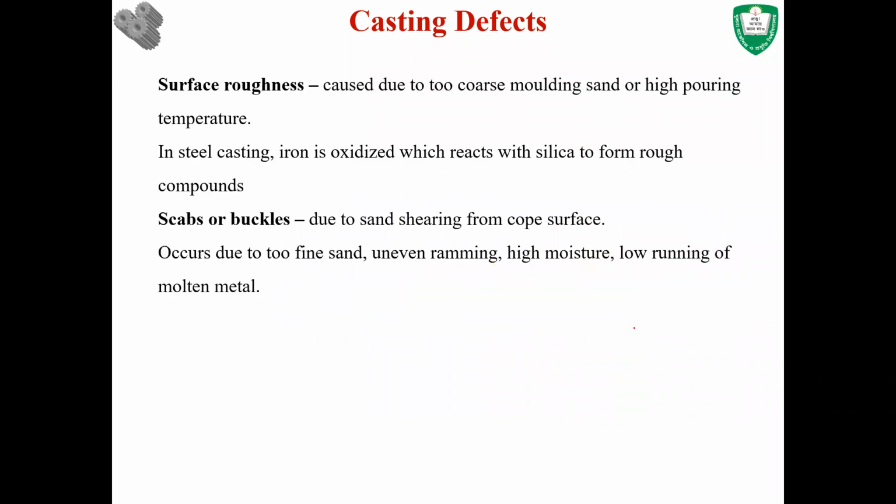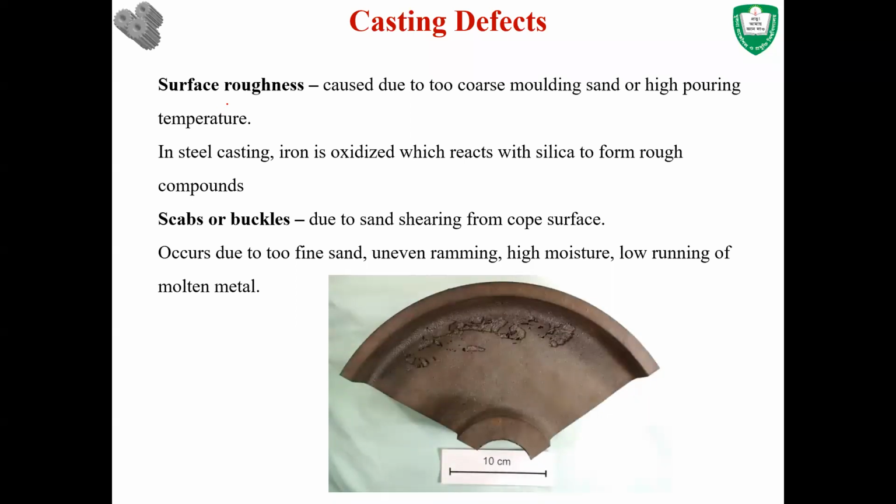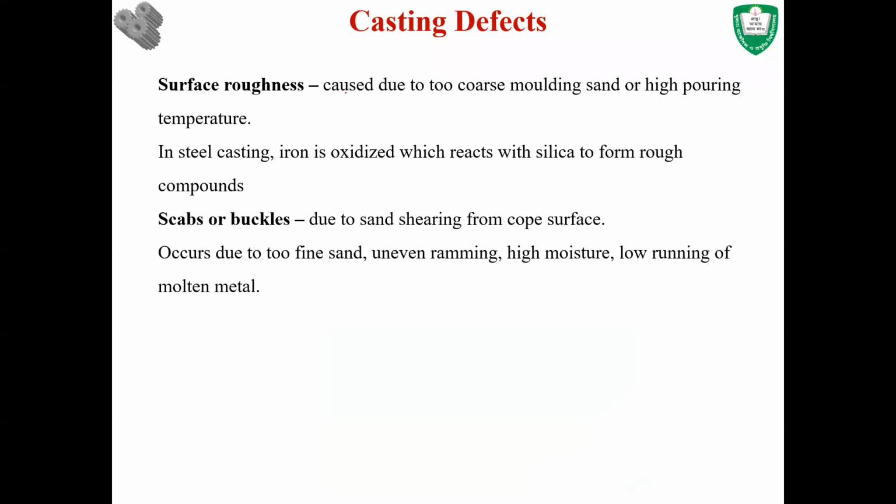So I'll talk about a few casting defects that are usually seen in casting. First one is surface roughness. The surface can be very rough. The cause is too coarse molding sand or high pouring temperature. If the molding sand is very coarse, that means large particles are used for casting, then surface roughness will occur.